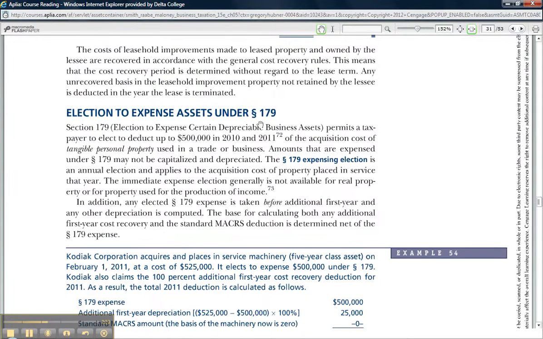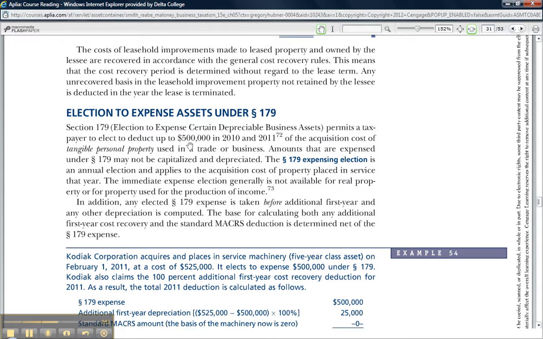Kind of like the additional first-year depreciation allowance, which the government put in effect to promote companies spending money on investing in themselves, there's also the Section 179 idea. It's been around a lot longer than the additional expensing option, but it allows companies to deduct up to $500,000 in these two years, up to $500,000 in acquisition costs of tangible personal property.